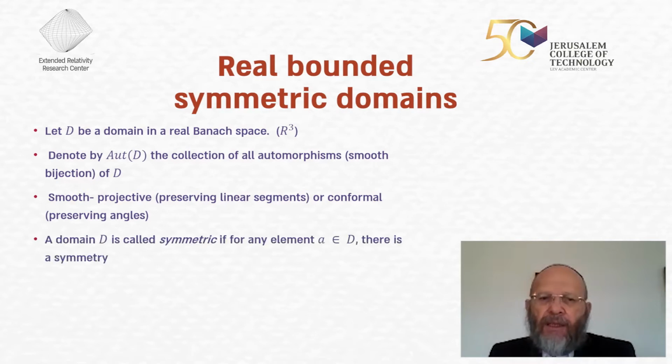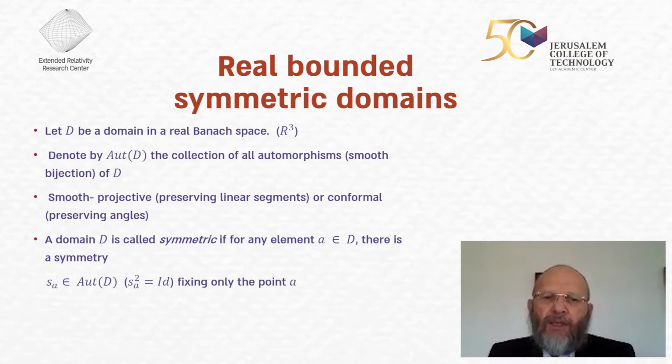A domain is called symmetric if for any element A in the domain, there is a symmetry S_A belonging to Aut D, that means it is a bijection of D. Symmetry means that its square is the identity and it fixes only the point A. That's the definition of a symmetric domain. If it is bounded also, then we have a bounded symmetric domain.